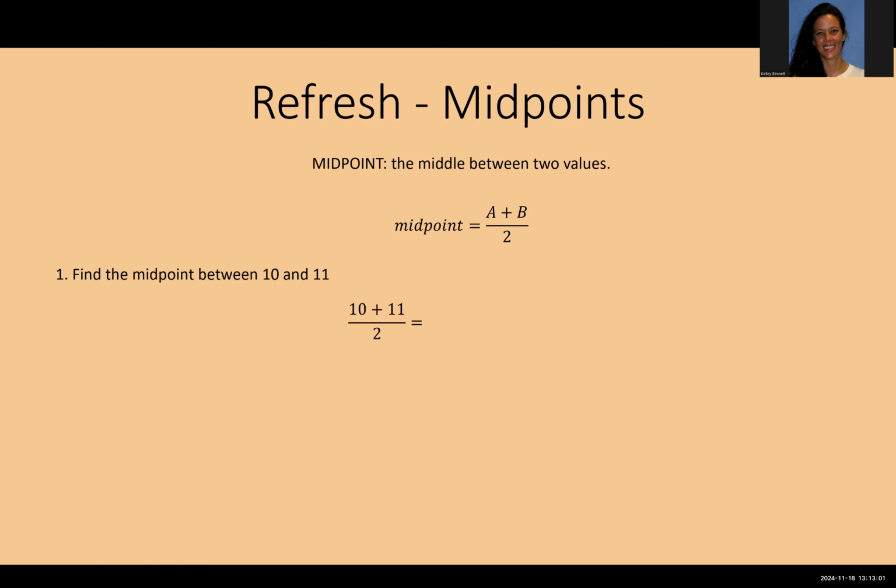So I'm going to take 10 plus 11, and then I'm going to divide by 2. So remember, let's work the top of the fraction first. So we'll get 21 over 2. Then we'll just put that in our calculator, and we'll get 10.5, which we knew was the answer, but now we got the mechanics down.